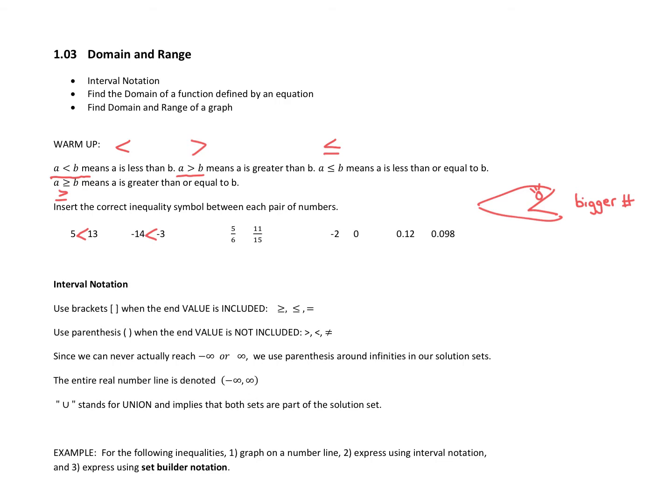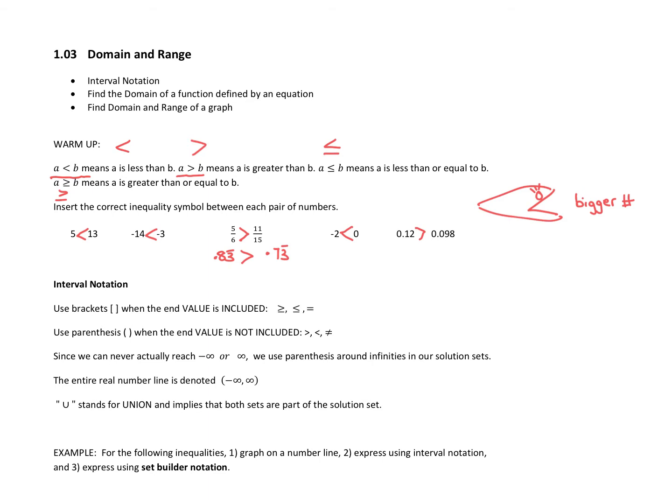5/6 and 11/15. You might have to think about this one a little bit. You could put these into decimals. Let's do that. The first one is 0.83 repeating, and the second one is 0.73 repeating, and so 0.83 is greater. Alternately, you could get a common denominator in order to compare those. Here we have negative 2, which is less than 0, 0.12, which is greater than 0.098.